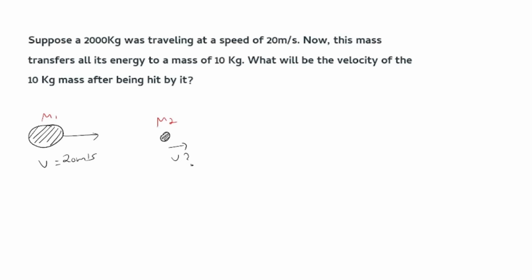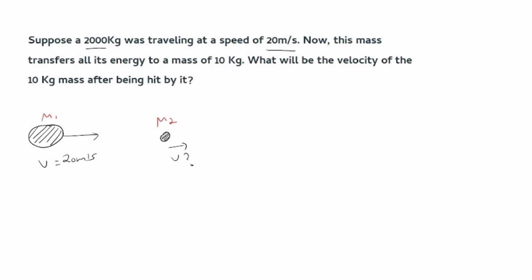All right, so here we have a conservation of energy question, and I think this is a good practice problem to introduce yourselves to conservation of energy. So let's start. The question states, suppose a 2,000 kilogram mass was traveling at a speed of 20 meters per second. So we have our mass and our velocity here, initially, for our first mass.